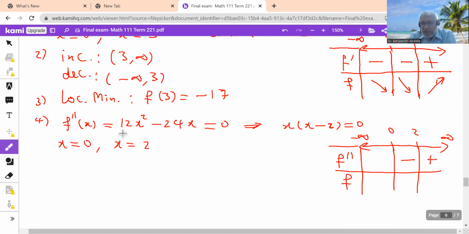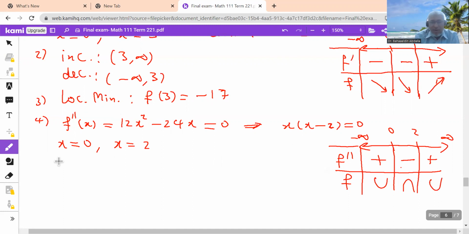And negative 1, negative 12 plus 24, that's positive. So these are the signs of f double prime. You can also use a trick. If you have degree 2, always degree 2, the sign of the function between the two zeros is opposite to the sign of x squared. So x squared here, the coefficient is 12, it's positive. So between 0 and 2, it should be negative. The sign of f double prime should be negative, otherwise it's positive. So here, concave up, concave down, concave up.